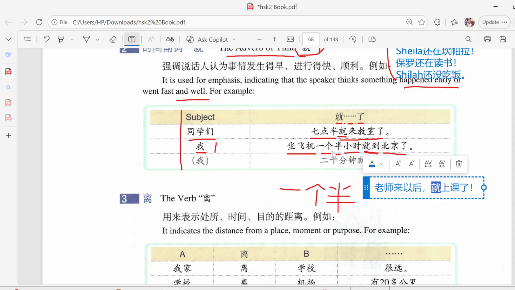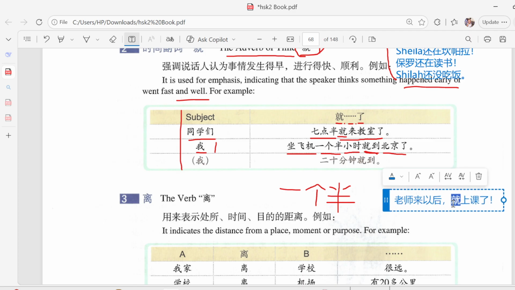Okay, he boarded this plane for half an hour and then he reached Beijing. So this 就 is connecting the previous action, just like here: 同学们7点半就来教室. They came to class at exactly 7点半, 就到教室了. It went well, just as expected. Let's say class starts at 7点半, and if there are 100 students, each and every one of them has arrived. Then 就到了, you use that 就 to emphasize.